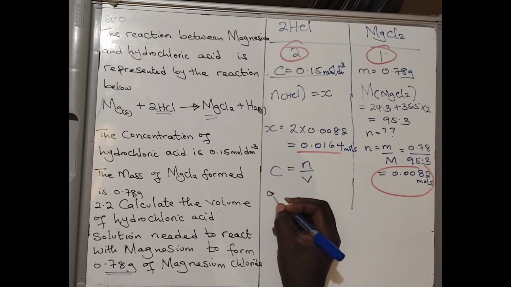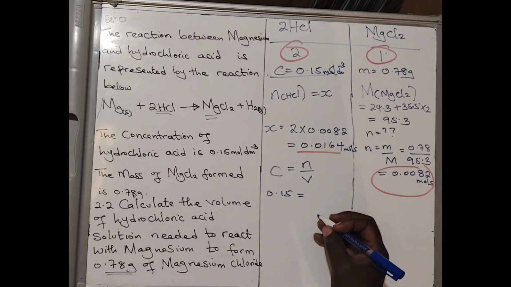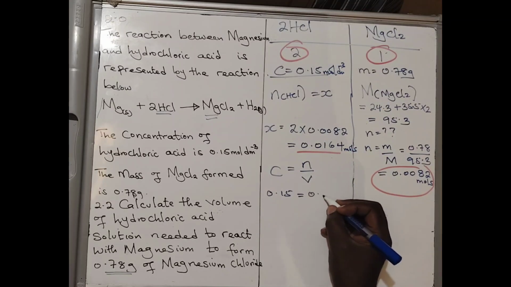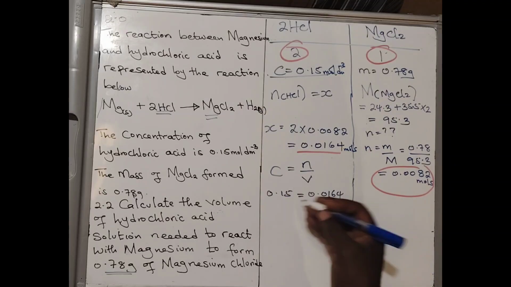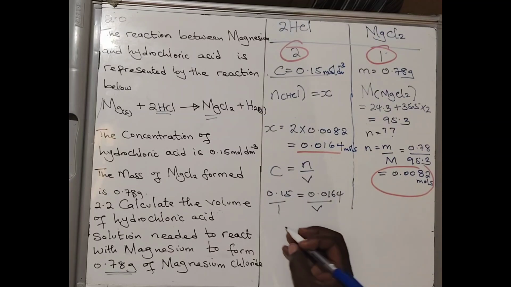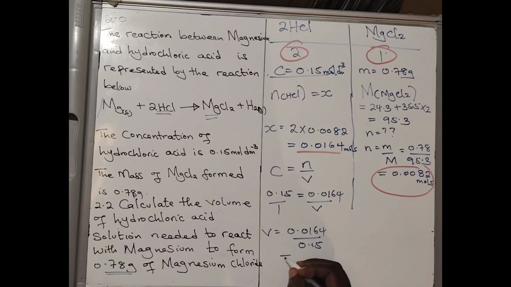Our C is known, it is 0.15, and our number of moles is 0.0164. This is n over V. So you get this volume by cross multiplying. And what do you get here? You're going to get V is equal to 0.0164 over 0.15. What you get there will be the volume in cubic decimeter. That's the volume of hydrochloric acid which reacted.